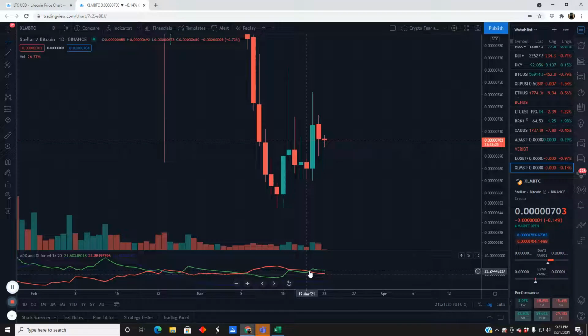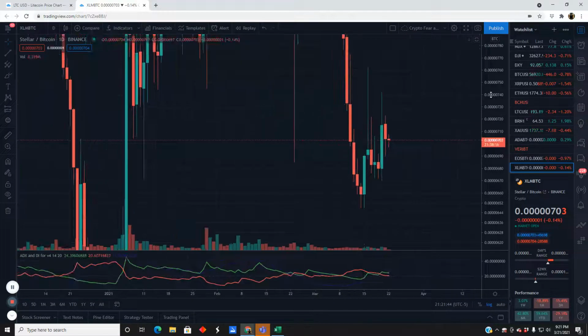So we had a cross there. And then we have a bullish engulfing candle right here. This wick is just testing all of this. And then I think we're going to go higher from here.